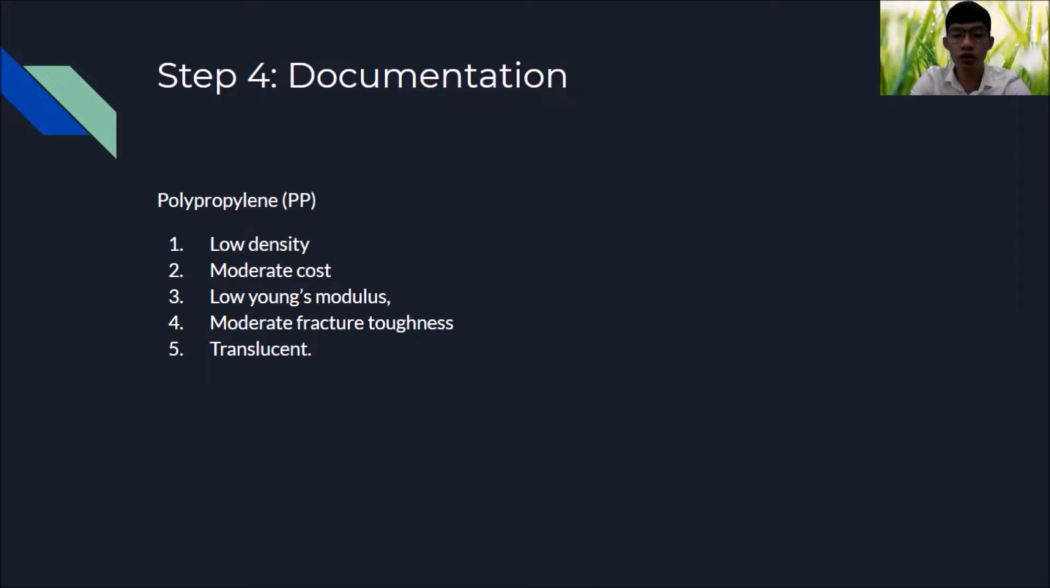The last step was documentation. PP was chosen as our best choice of material based on the previous steps. PP has low density, moderate cost, low Young's modulus, moderate fracture toughness, as well as being translucent.